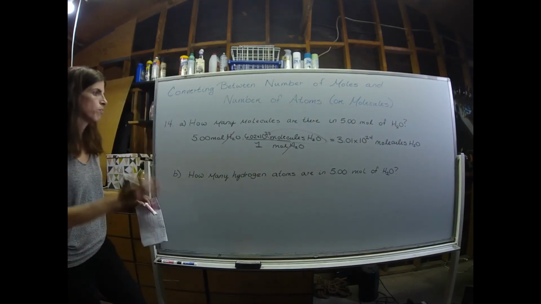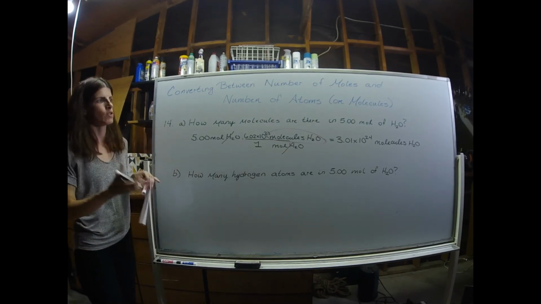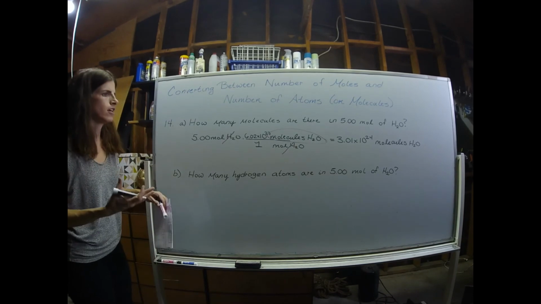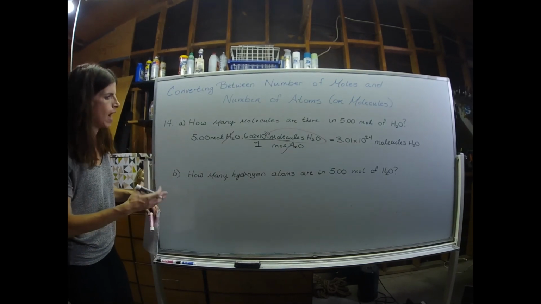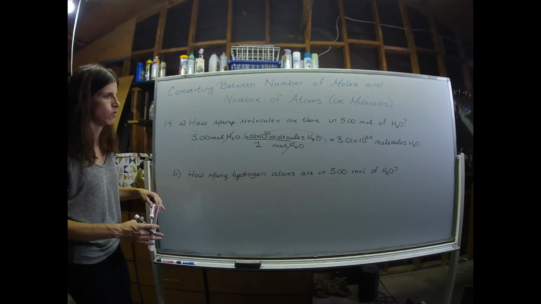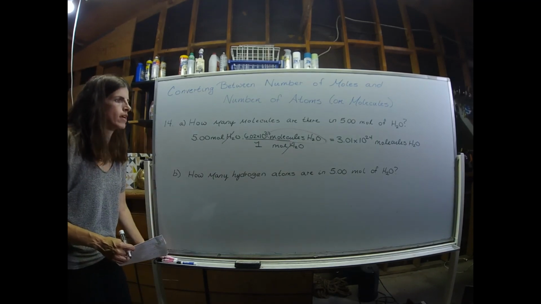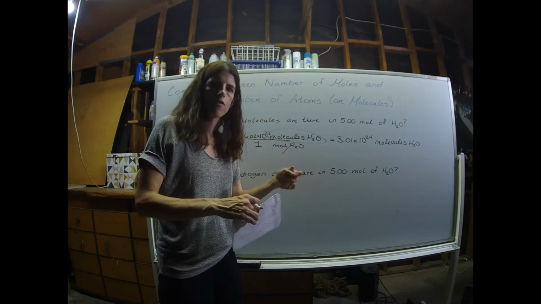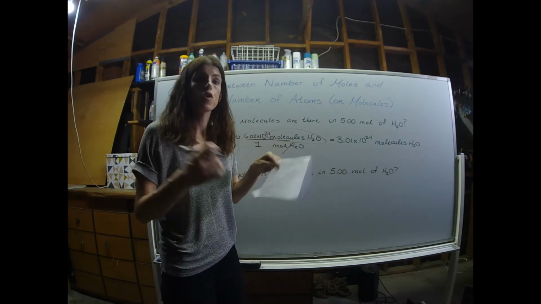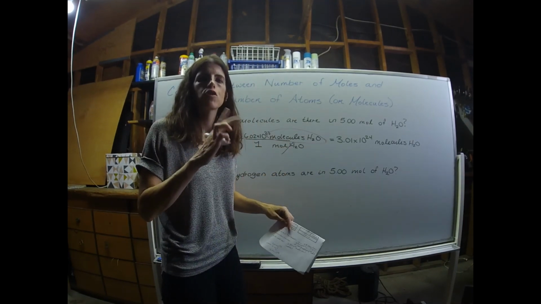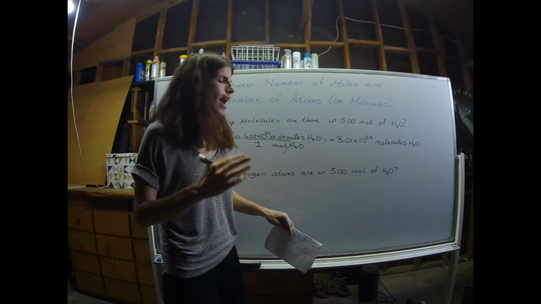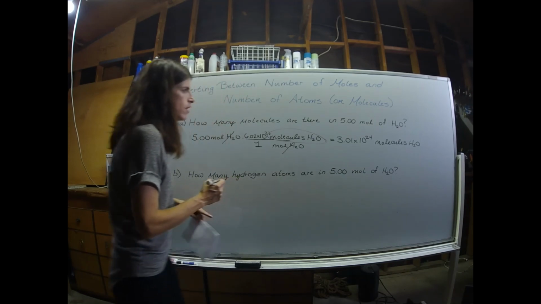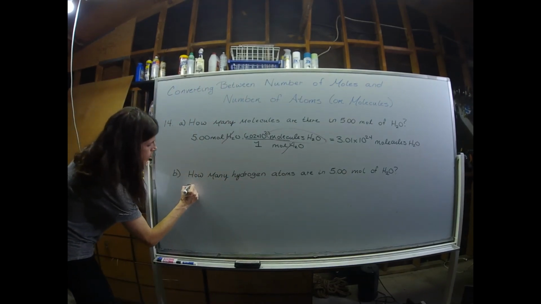Alright, part B I added on, again, to give us more practice with considering individual atoms within a molecule. So how many hydrogen atoms are in 5 moles of water? There are 2 ways to go about this. You can see that for every molecule of water, if you're going to build that, you're going to have to grab 2 hydrogen atoms. So we can take our previous answer and just multiply by 2.